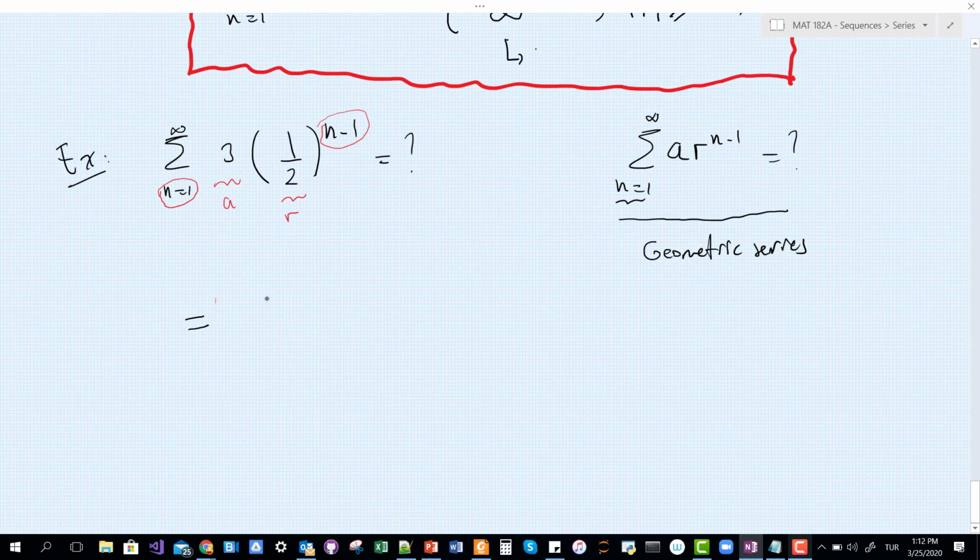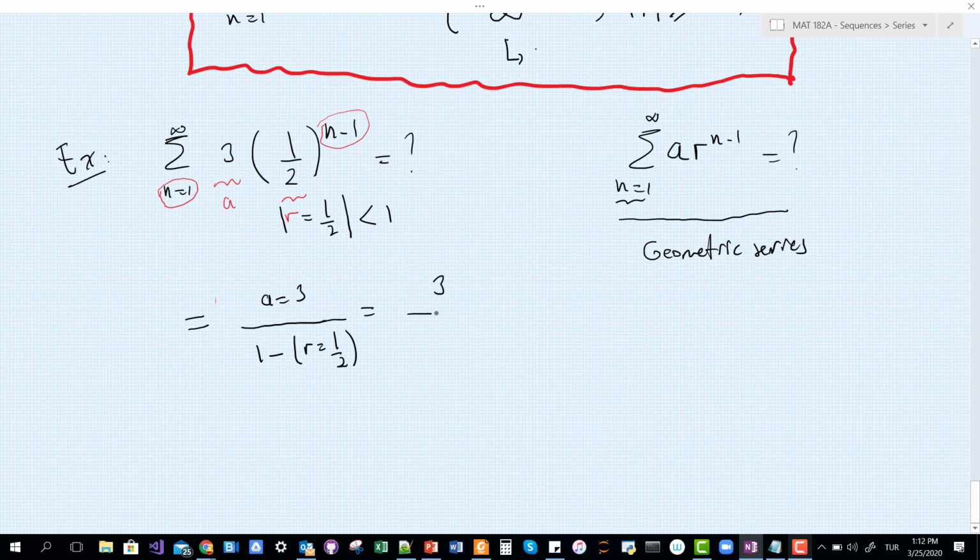Formula says you can just use the A. A is equal to 3. And then look at that, over 1 minus R. R is equal to 1 over 2. That's the formula. Did I forget something? I forgot something. I need to check if the R is less than 1. Fortunately, I have an R which is less than 1. That's why I can use this formula without problem.